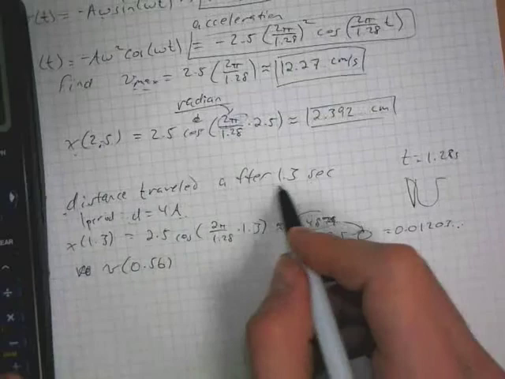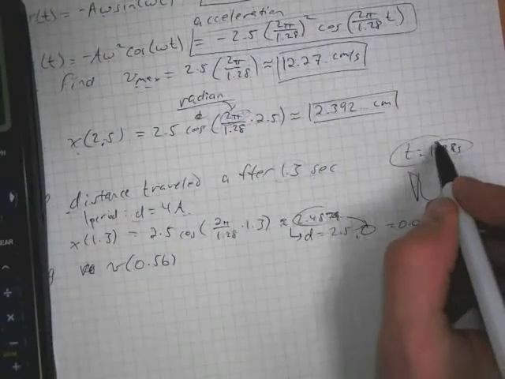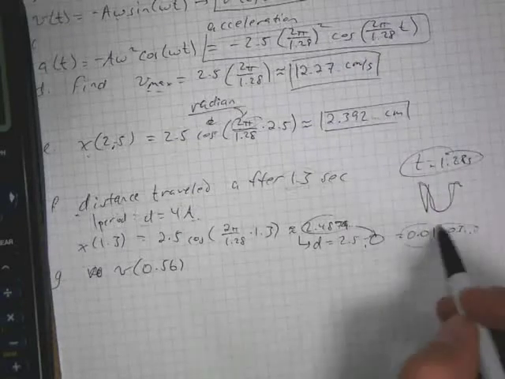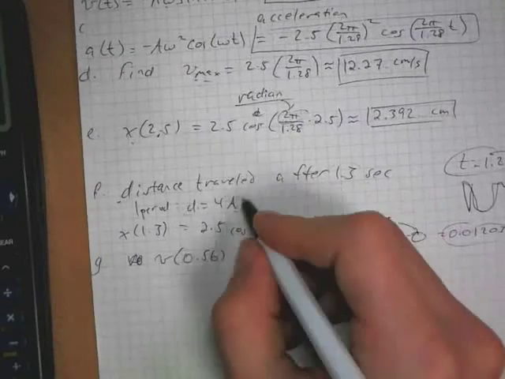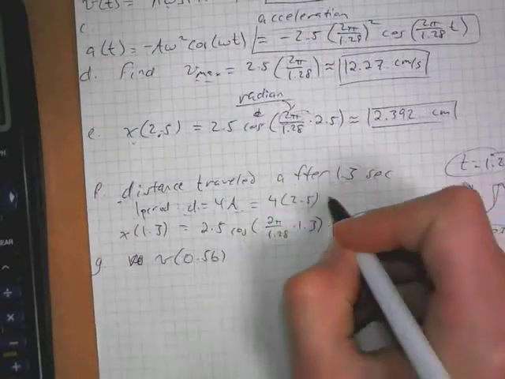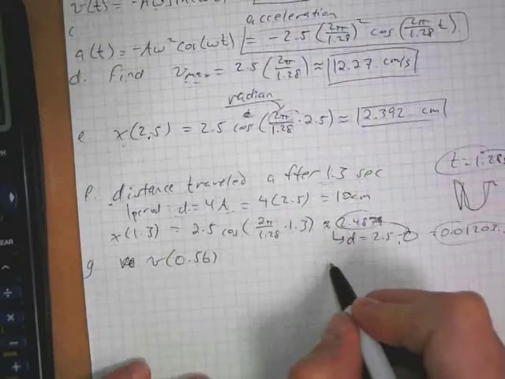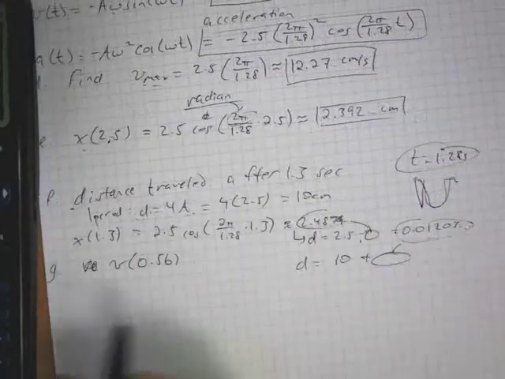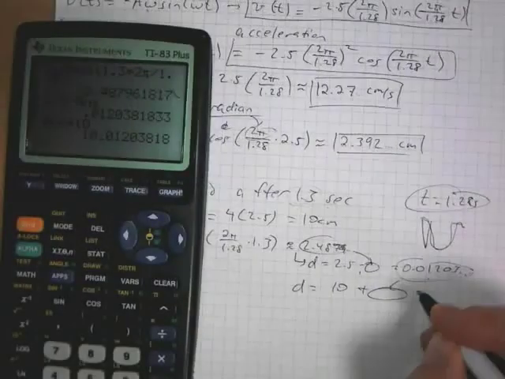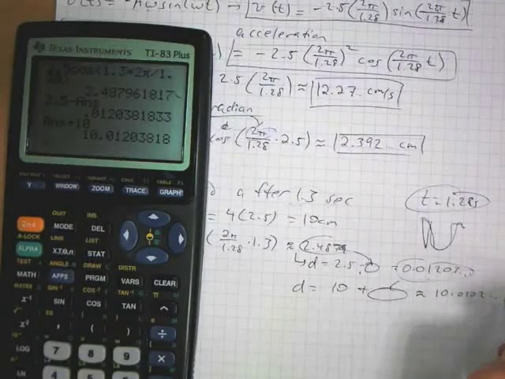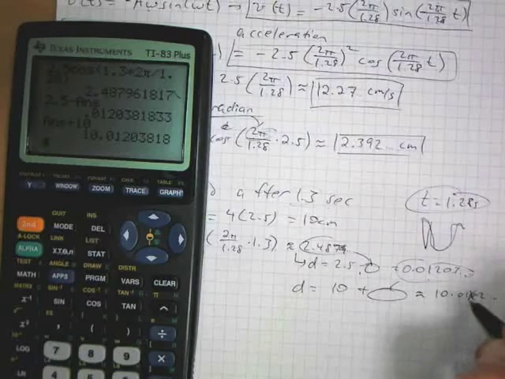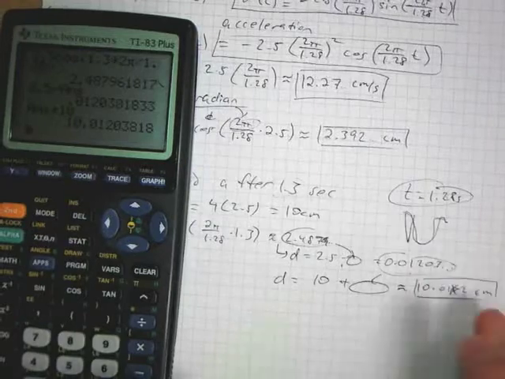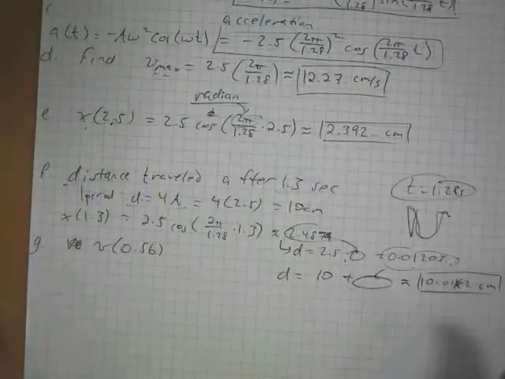However, before this, we've traveled one full period. So we've gone one period and then back down a little bit. In that one period, we've traveled 4 times the amplitude. It's 4 times 2.5, which is 10 centimeters. So then our total distance traveled is 10 plus 0.012, and so the total distance traveled is 10.012. Oops, I put an extra 0 in there. Sorry, 10.012 centimeters. So getting distance traveled is a little bit more complicated than the other stuff.